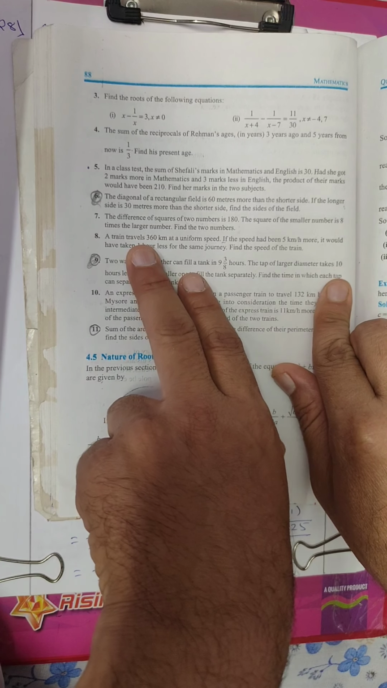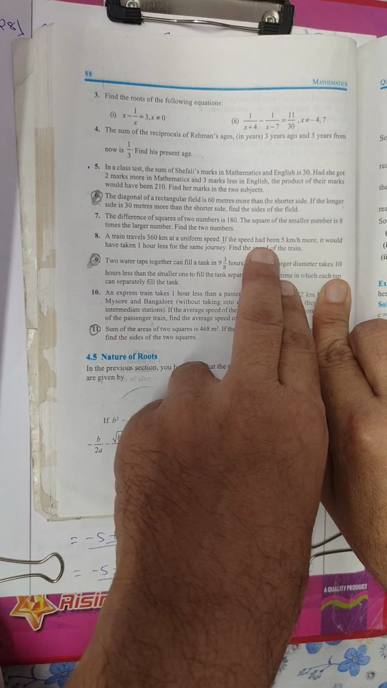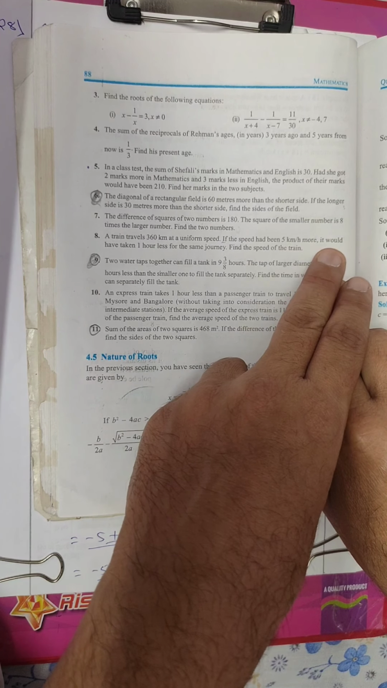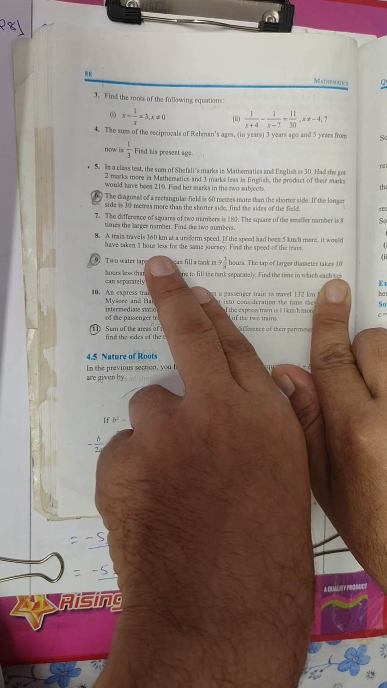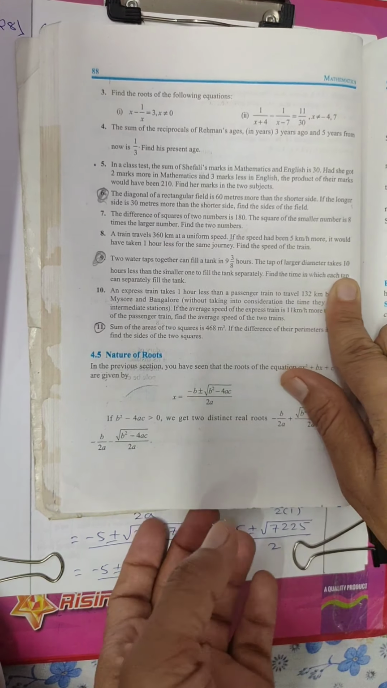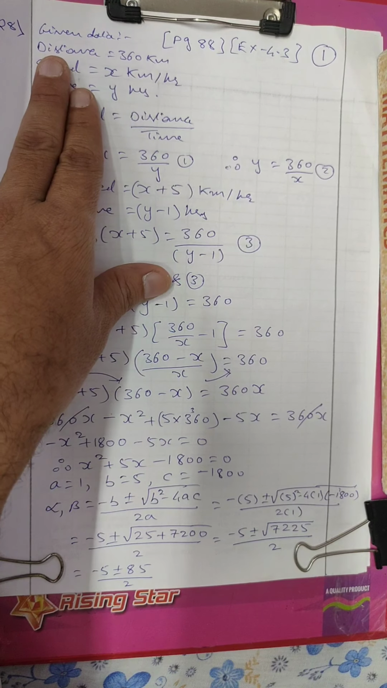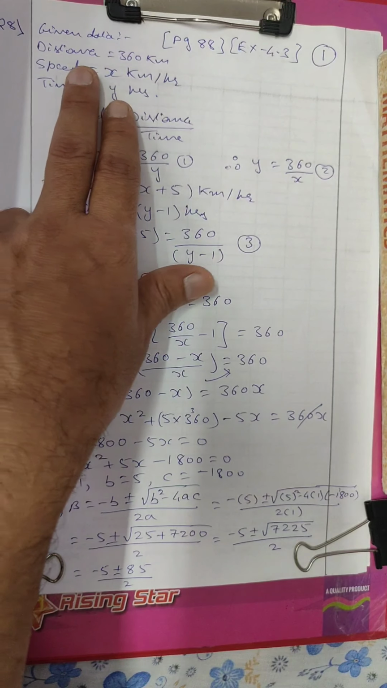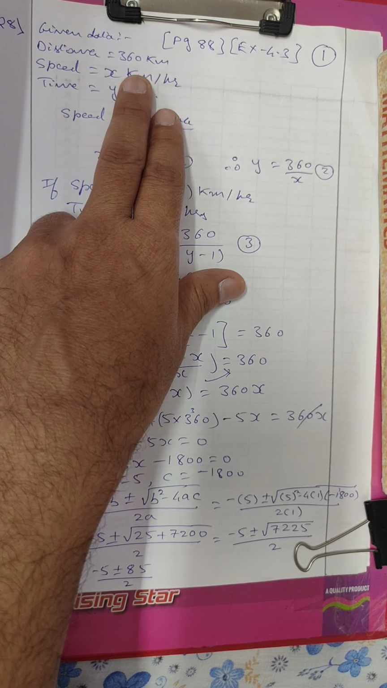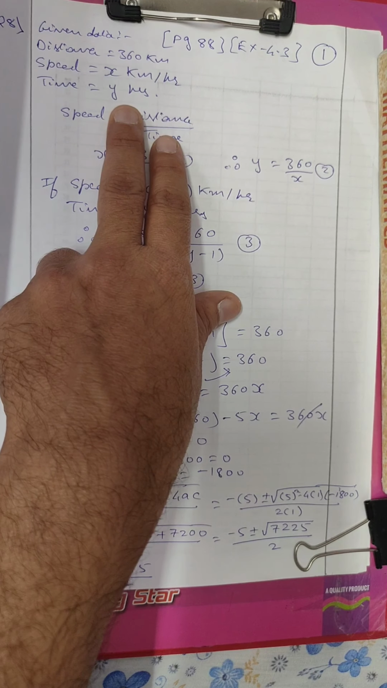A train travels 360 km at a uniform speed. If the speed had been 5 km per hour more, it would have traveled 1 hour less for the same journey. Find the speed of the train. So what we have done? First of all, we need to write down the given data. The distance is 360 kilometers, speed is x kilometer per hour, time taken is y hours.